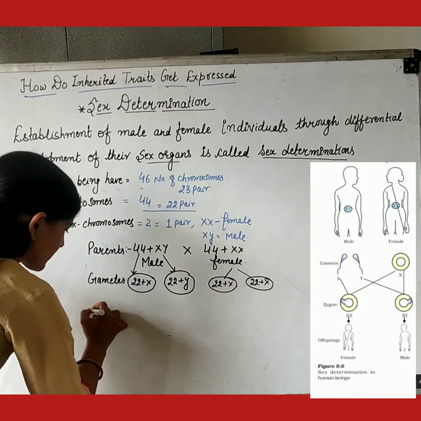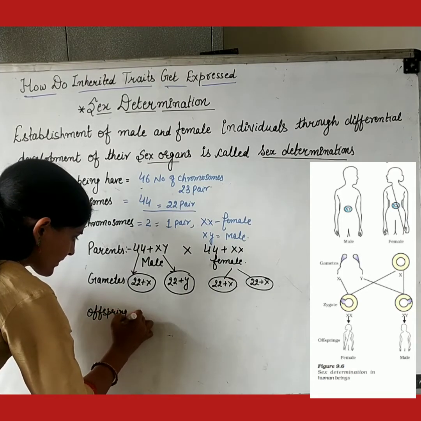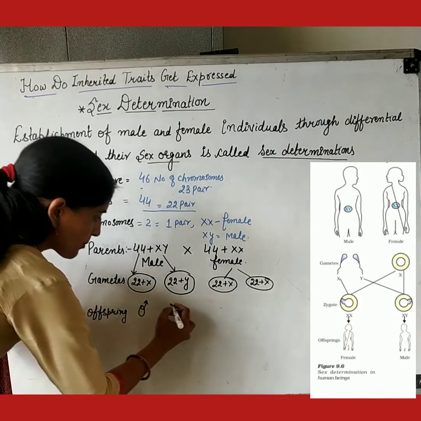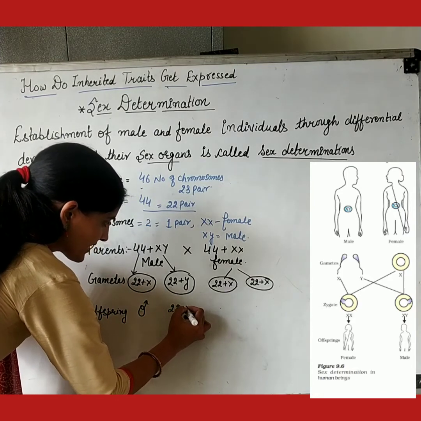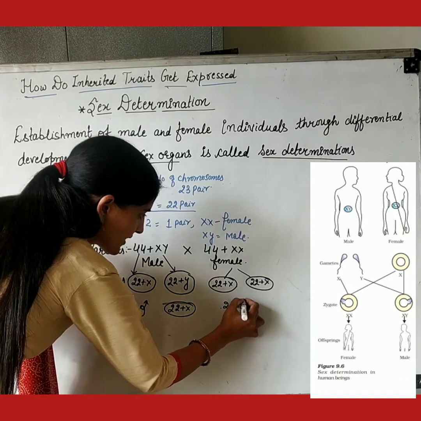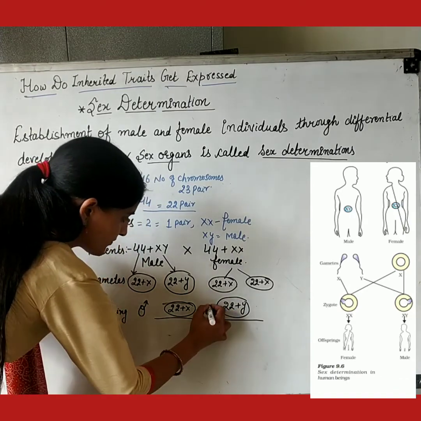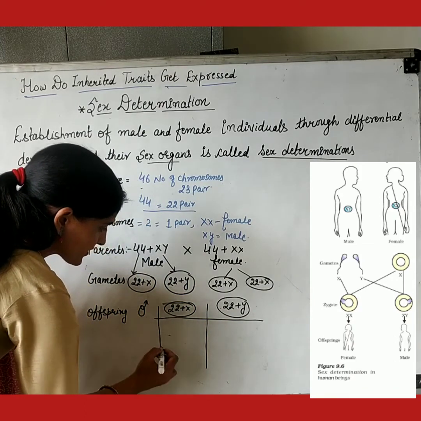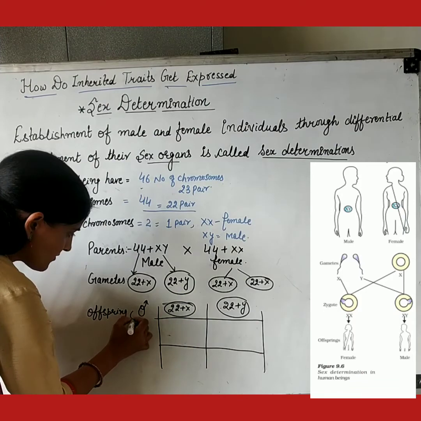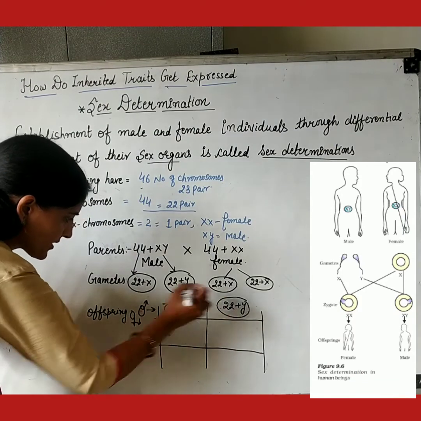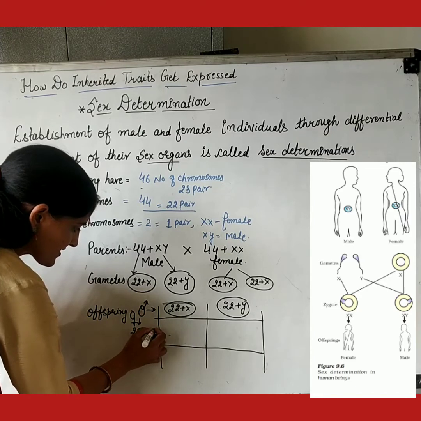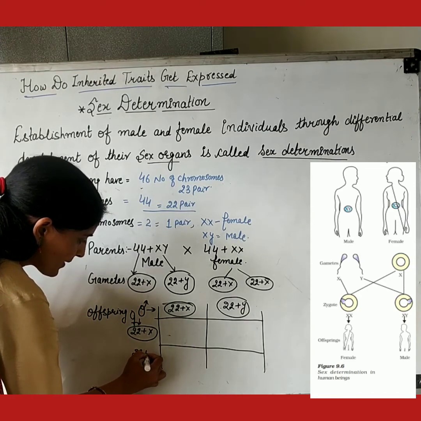Now the offspring. See here how the sex of the offspring gets determined. Here we write the gametes of the male, 22 plus X and 22 plus Y. I draw a line here and make a chopper mode here. On this side, I write the female gametes downward: 22 plus X and 22 plus X.